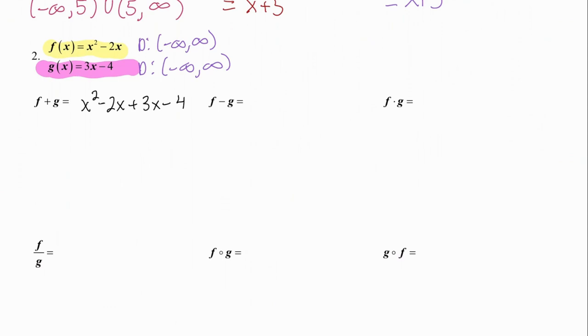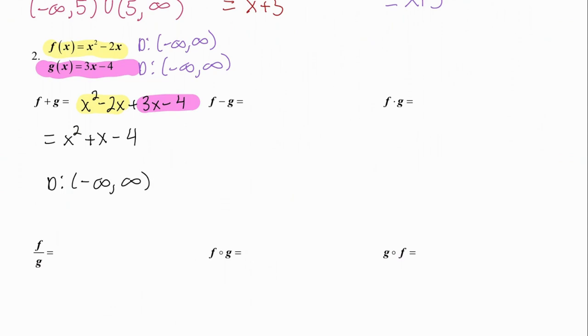We're again just adding these two functions. So we're taking the first function and we are adding that second function. So then we can combine our like terms. So that would give us x squared. We'll combine that negative 2x and that 3x to give us just a plain old x, and then minus 4. Again, both the domains are negative infinity to infinity, so this one would be that as well.